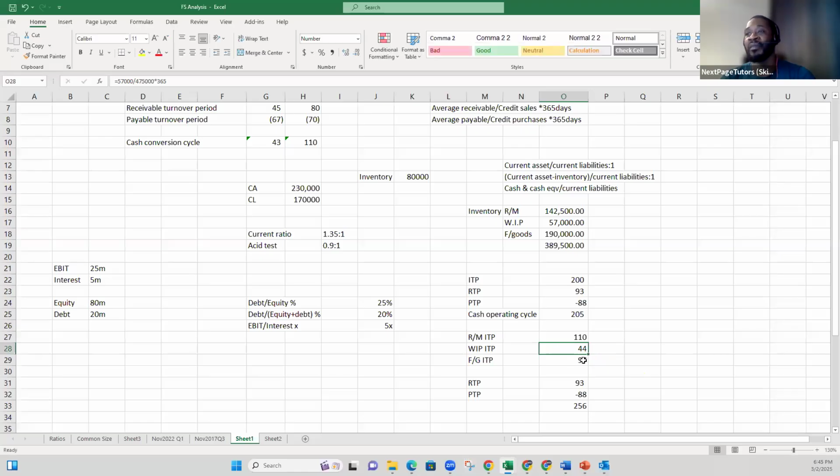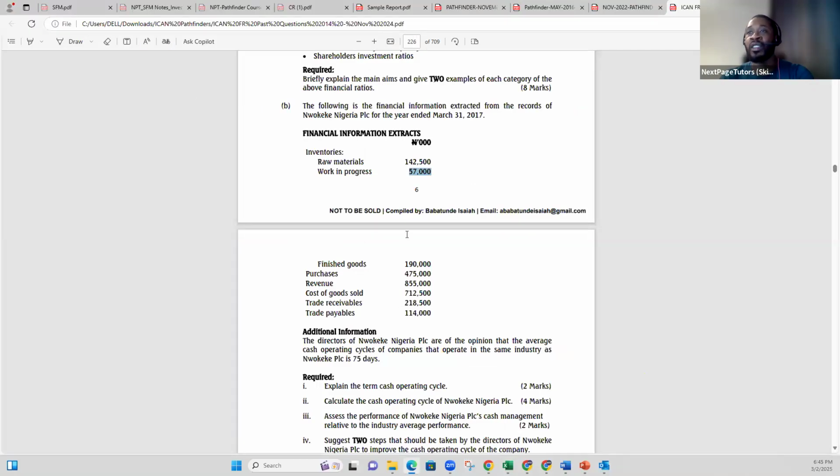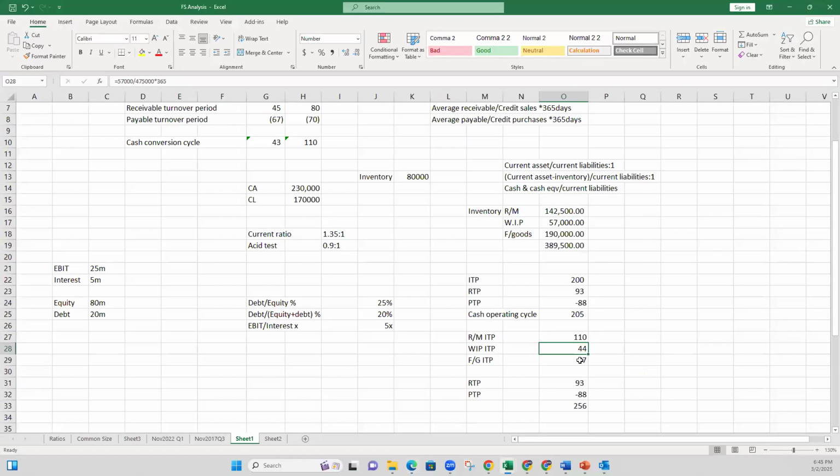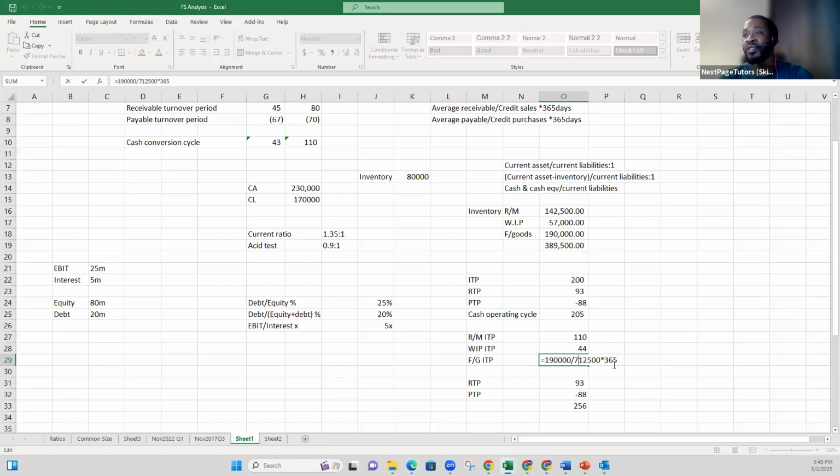I hope we are following. Remember the first thing I said, I can decide to even do it together by not doing it per inventory type, especially if the mark is very small. Then the last one, obviously, that one is finished goods. That one will be on cost of goods sold. Do you agree? Yes. Good. And that's what we must have done here. 712,500. 190K divided by 712,500. And that gives us 97 days.